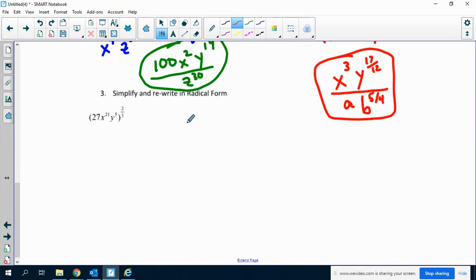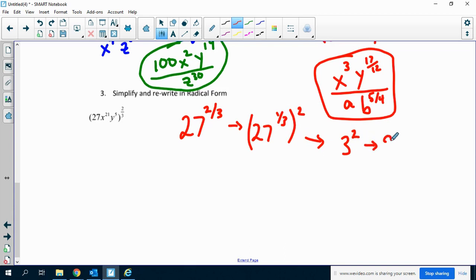So 27 to the 2/3. Remember we talked about the best way to do this is to do the 1/3 power first. So 27 to the 1/3 and then square that. So 27 to the 1/3 is 3, and then 3 squared is 9. So I get 9, and then x to the 21 to the 2/3, that becomes x to the 42 thirds, which 42 is divisible by 3, that's 14. So x to the 14th power.